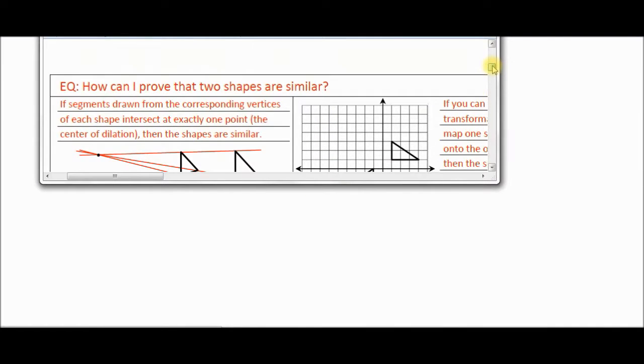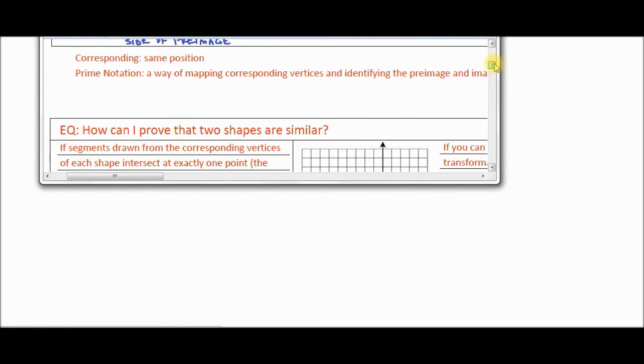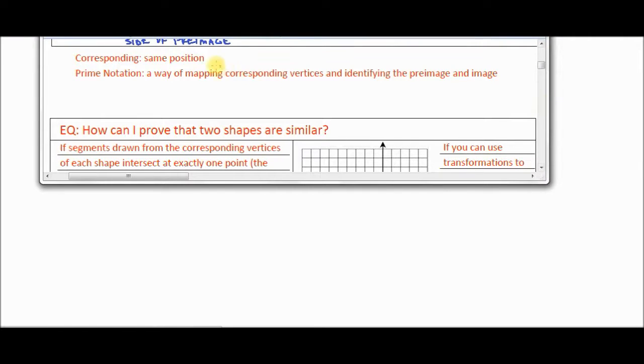Before we do that, I want to go back to the previous video a second and add some. So look right above this flap where you did the properties of a dilation. Will you add these two definitions to the bottom of that page? And I want you to add corresponding. Corresponding means the same position.